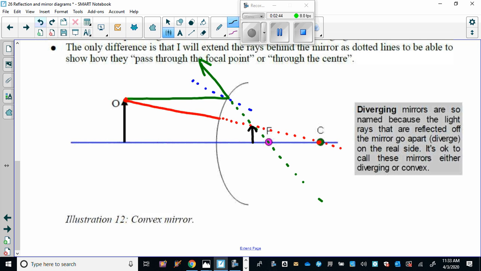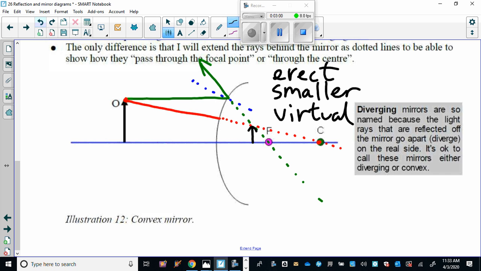There is my image. So for this convex diverging mirror, this image, as you can see, is upright or erect. It is smaller than the original. And since it's on the other side, it's a virtual image.